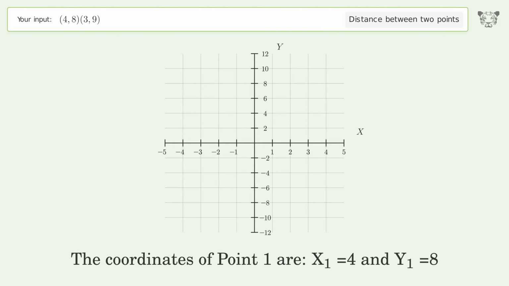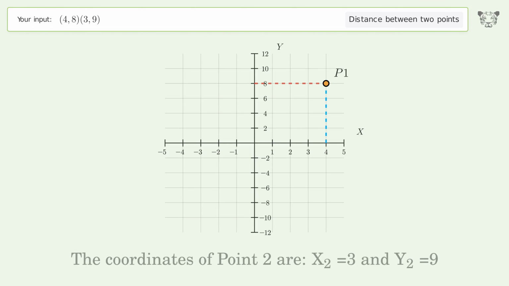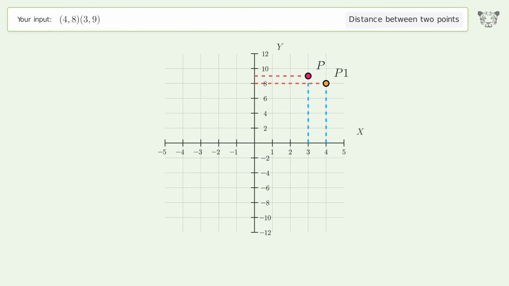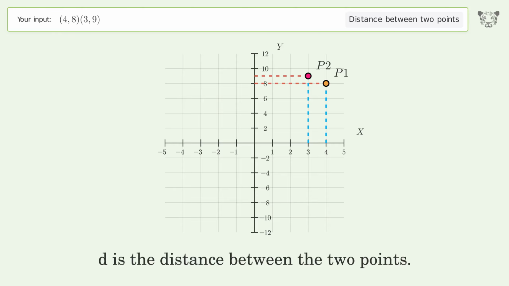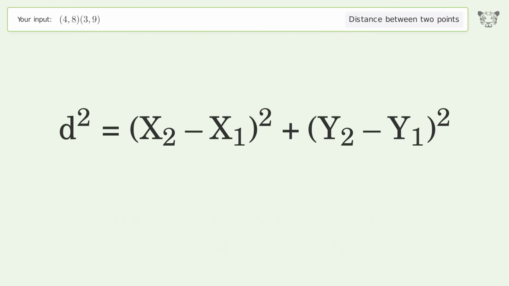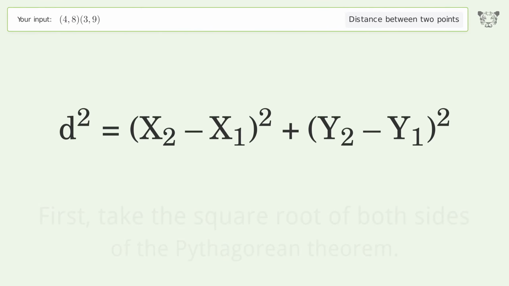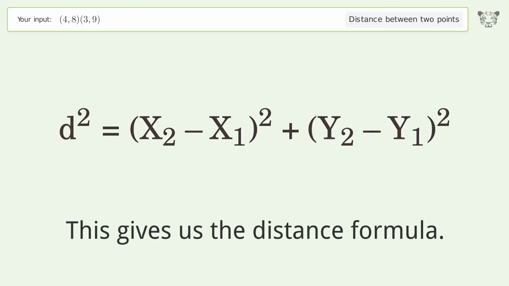The coordinates of point 1 are x1 equals 4 and y1 equals 8. The coordinates of point 2 are x2 equals 3 and y2 equals 9. D is the distance between the 2 points. First, take the square root of both sides of the Pythagorean theorem. This gives us the distance formula.